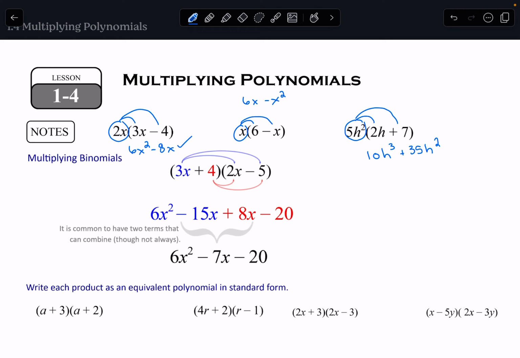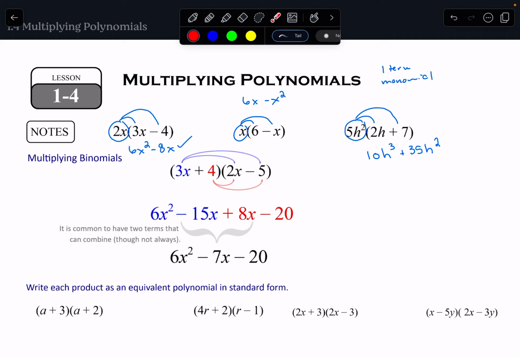So we call this, remember, a polynomial that just has one term, we call a monomial. So what we have right here is a monomial in front of a binomial, something that has two terms. Well, the big thing this year that we're going to be doing in a lot of our work, a lot of the math that we do, is we are going to multiply two binomials together.